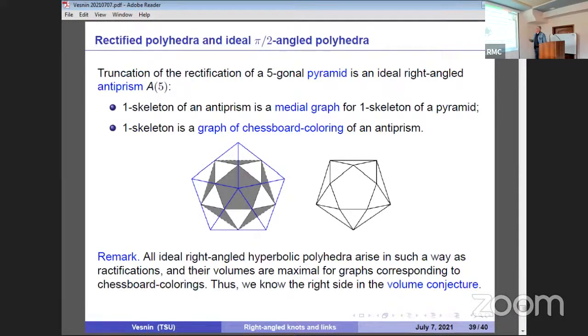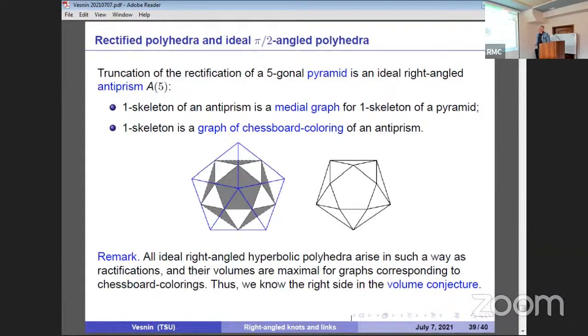And finally, I want to relate everything for the volume projection. So what do we have. For example, if you have a pyramid, you can consider truncation of different polyhedra, but combinatorially it's just a medial graph. So if you have a prism, you consider its rectification, it will be just the antiprism number 5. And of course, you can do the inverse: starting from an ideal rectangular polyhedron, you can obtain the original.